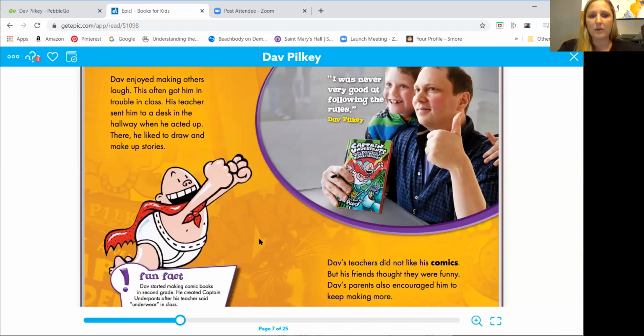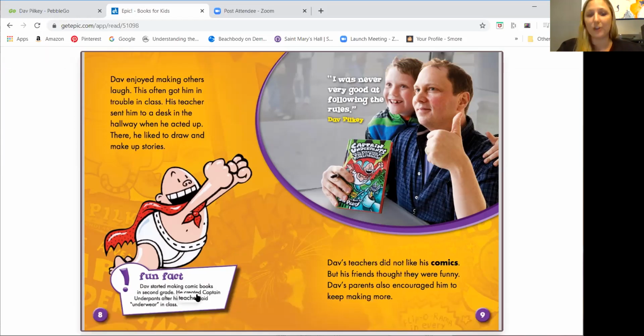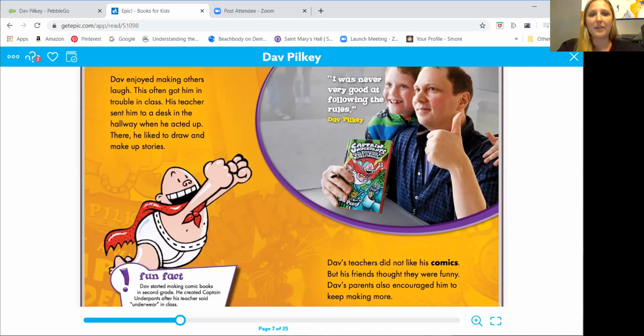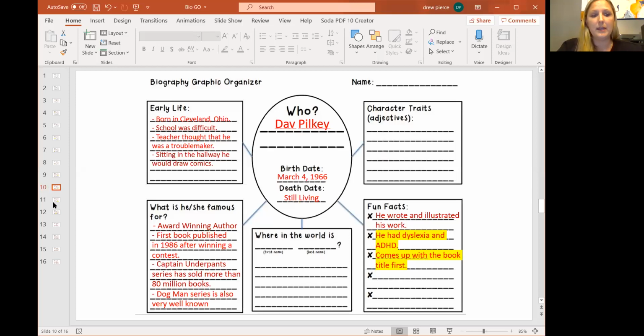There's some more about him, Captain Underpants, how he started writing. He first started writing comic books when he was in 2nd grade. And so here, I thought that was really interesting in that he actually created the character, Captain Underpants, when he was in 2nd grade. He didn't go on to write the book until later on, but the character was created when he was in 2nd grade. So I added those down to the fun facts as well.